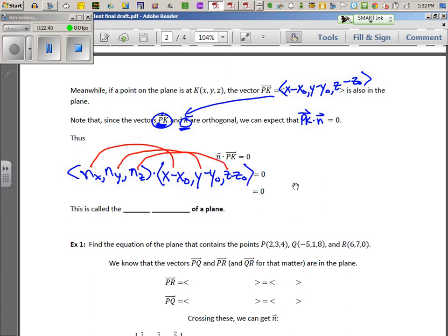This is the equation of a plane. Ready? n sub x times x minus x naught plus n sub y times y minus y naught plus n sub z times z minus z naught. And this is called the scalar equation of a plane. So I'm sorry for the long derivation, but this is the equation of a plane.